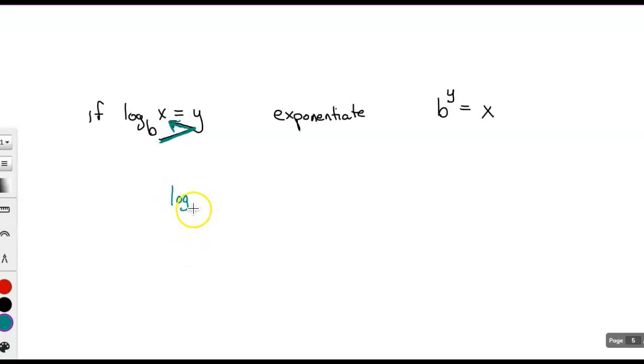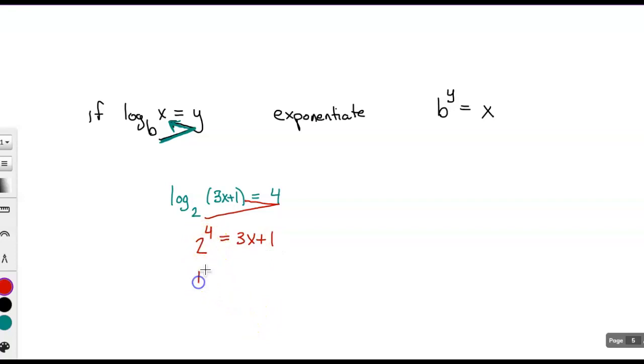So you could have something like log base 2 of 3x plus 1 equals 4, okay? You're never going to get that to be log equals log. The right-hand side doesn't have a logarithm, right? So you just exponentiate, and you say, okay, 2 to the 4th equals 3x plus 1. And then just simplify.